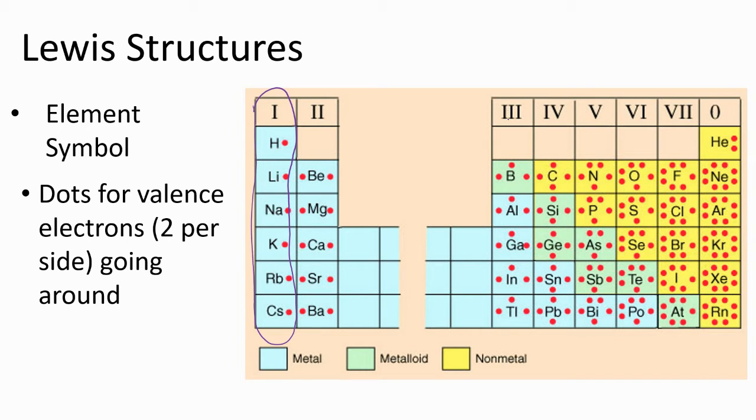Group 13 have 3, so this is group 13, this is group 14, this is group 15, right? So the boron group has 3 valence electrons, the carbon group has 4, the nitrogen group has 5, the oxygen group has 6, the fluorine halogens have 7, and then the noble gases have 8, except for helium, which has 2. All right. So this is just another way to show these elements. You put the symbol in the middle, and then you surround it with valence electrons. You can't exceed 8, and there are 4 sides, and you can put 2 on each side: north, south, east, and west. So there you have it.